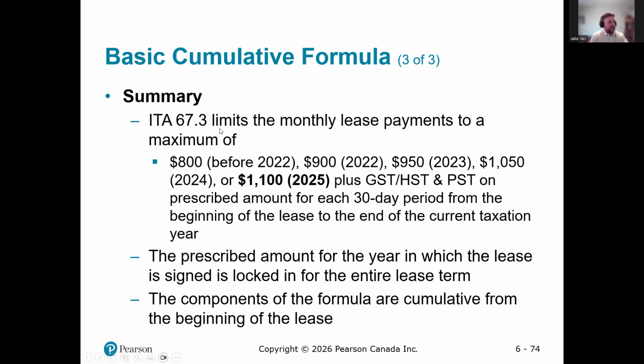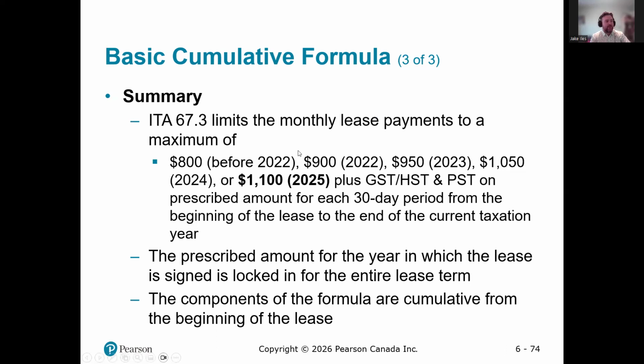Yeah, so this Tax Act Section 67 limits the monthly lease payments to a maximum. Right now it's $1,100. Last year it was $1,050. Then it was $950. In 2022, $900. Before that, $800. So every year this amount gets increased. The prescribed amount for the year is locked once you sign the lease for the entire term. The components of the formula are cumulative from the beginning of the lease.